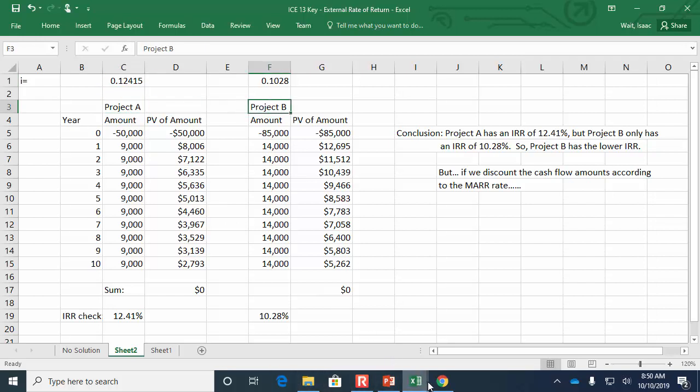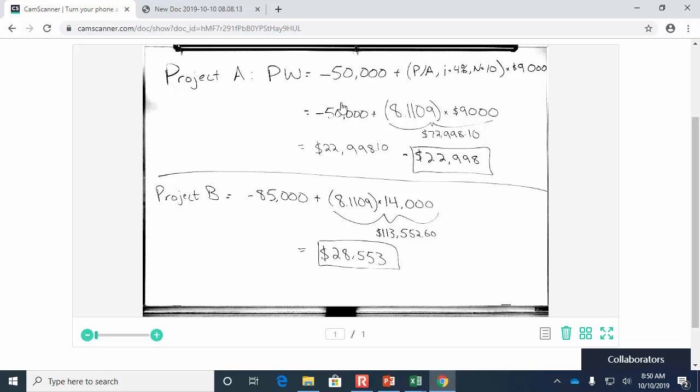If we take a look at the present worth of project A, it's $22,998, whereas the present worth of project B is $28,553. Both of those are if we're discounting the future revenues at 4%, at the MAR. So who thinks that they understand how to reconcile the apparent discrepancy? On the one hand, someone would say, well, why not pick the one that has the highest internal rate of return? But then on the other hand, this is showing that project B is more profitable. Now, how do we explain that apparent discrepancy? Anybody willing to give it a stab?